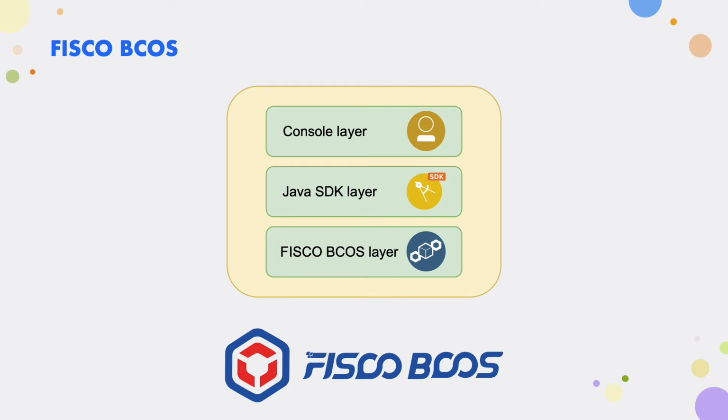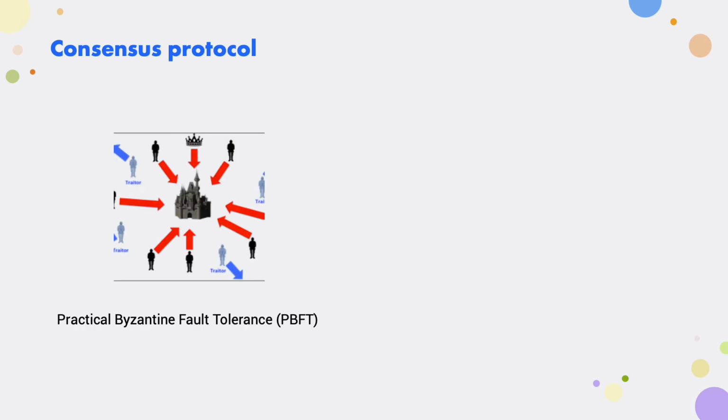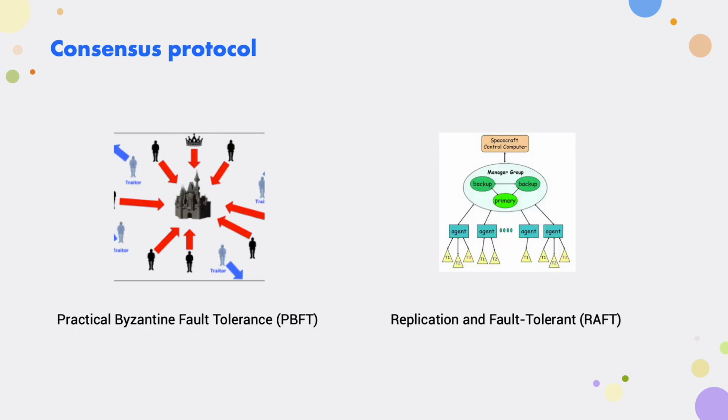To implement sharding, we need to implement it across three layers. However, the primary technique lies in the FiscoBCOS layer. To see how sharding can be implemented in the FiscoBCOS layer, let us look at the consensus protocol that FiscoBCOS runs. FiscoBCOS supports practical Byzantine fault tolerance, PBFT, and Replicated And Fault Tolerant, RAFT, consensus algorithms. In this framework, we focus on the RAFT consensus algorithm.